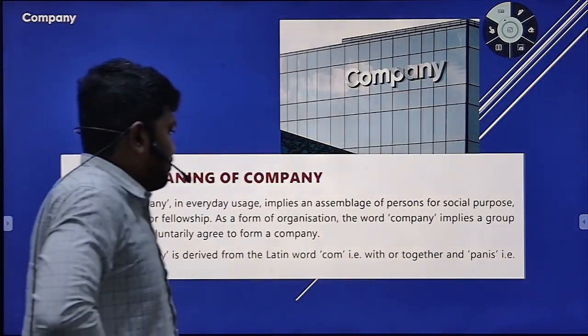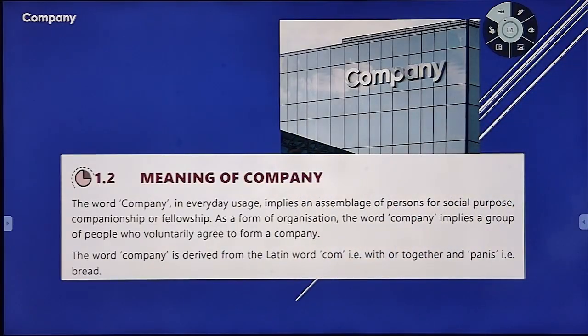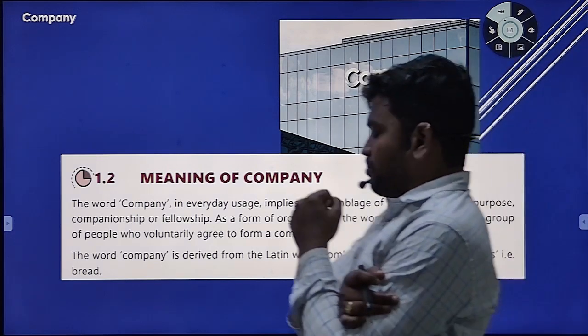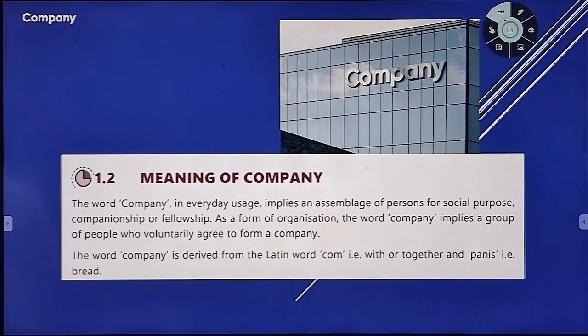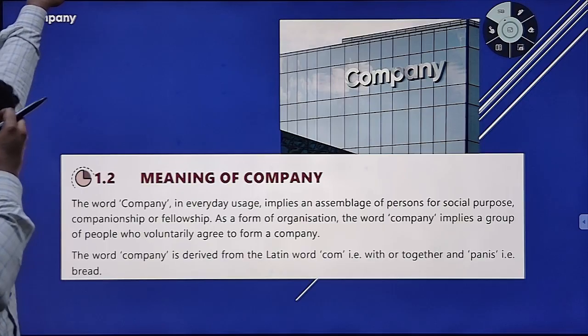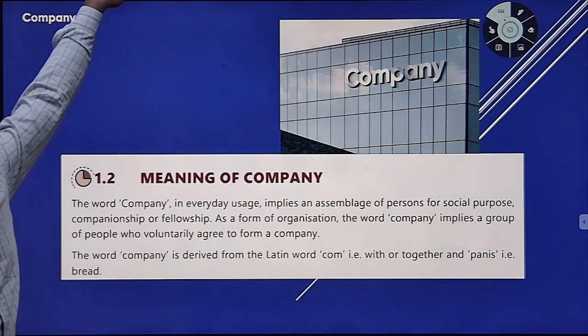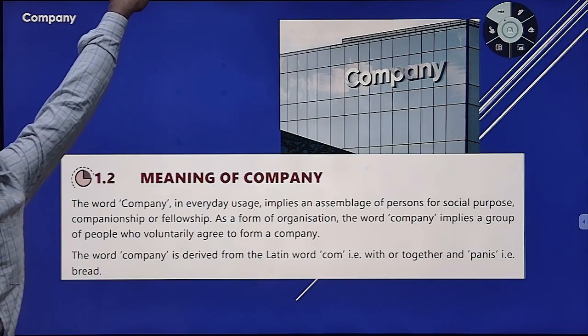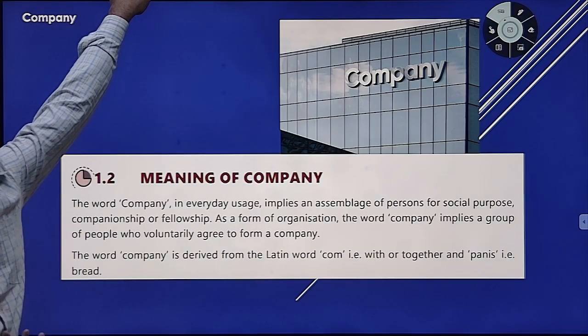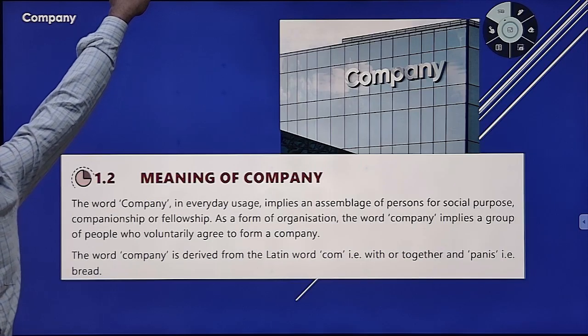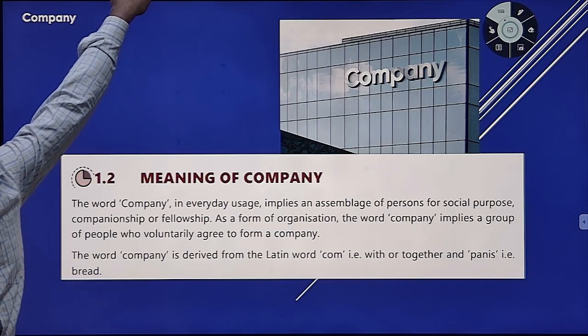Meaning of a company. Company is a Latin word, cum and panis, which is with or together, that is bread, because it says with association of persons, who voluntarily agree to form a company, basically coming together. 2 or more persons are coming together to form the business. Same like partnership only, as per the definition.